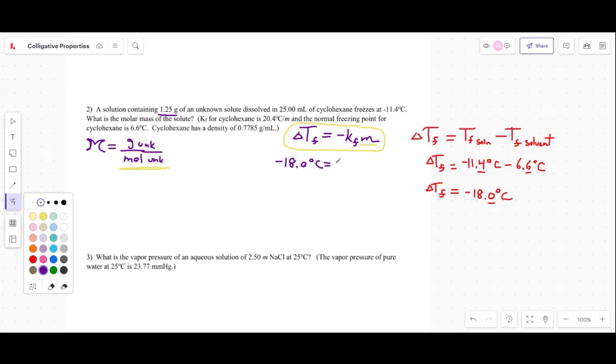And what Dr. Neely said before was correct in that if you do have the positive KFM version of this equation, you wouldn't worry about the negative sign. You just take the absolute value of the difference between the two. All right, so the KF value is 20.4 degrees Celsius per mole. And then, of course, we're solving for the molality.